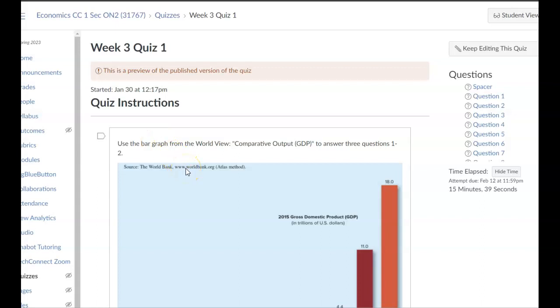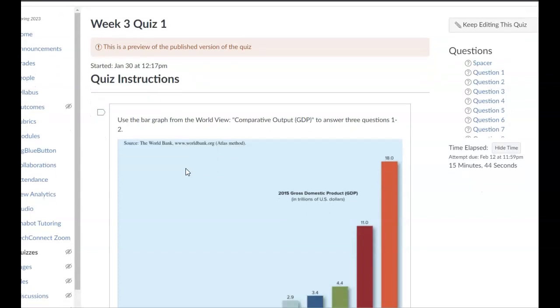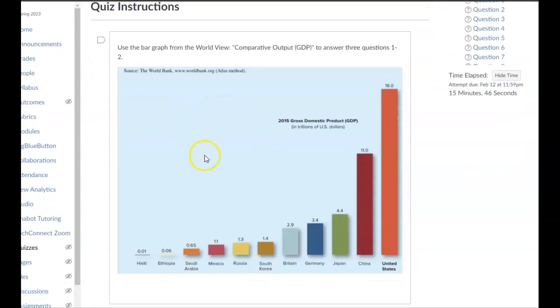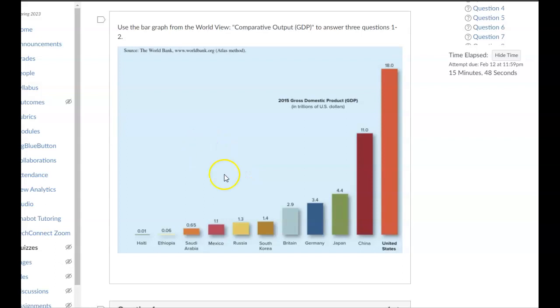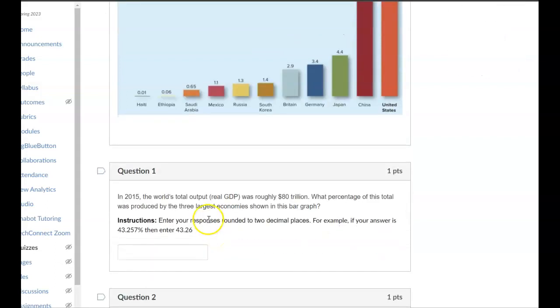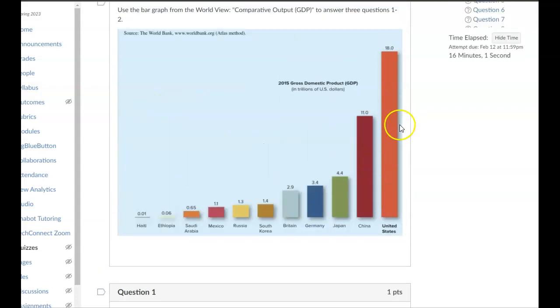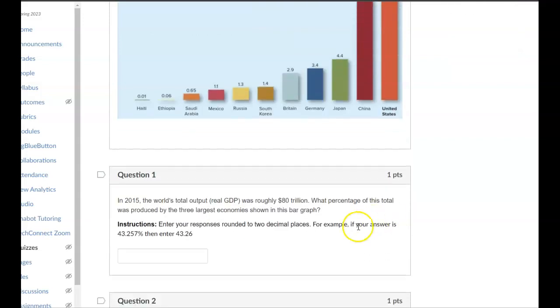Let's go over this week's quiz to see if we can identify some questions that may give you some difficulty. The first question, I give you a graph out of the textbook that shows some economies' relative size in terms of GDP. And the first question I ask is, what percentage of the entire world GDP do the three largest economies, these three right here, represent? And I give you world GDP of 80 trillion.